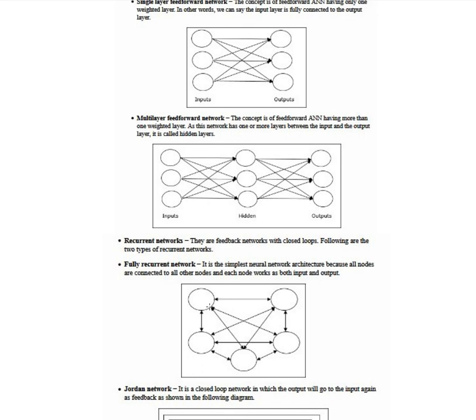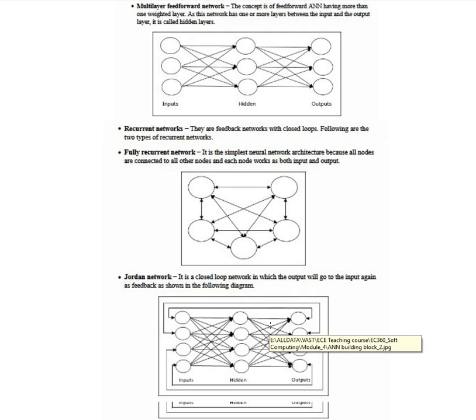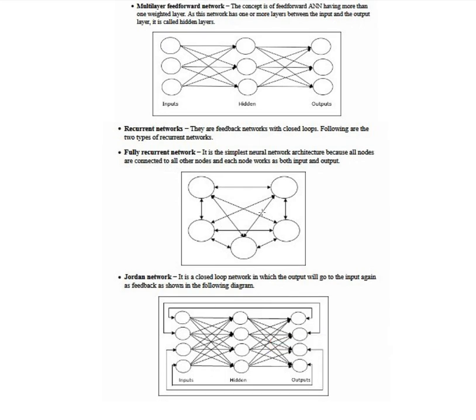So you can try to see this one. Here every node is connected together and interlinked. That's how the network is connected. If you see, that is a fully recurrent network. It is the simplest neural network architecture because all nodes are connected to all other nodes, and each node is both input and output. So that is known as a recurrent network.